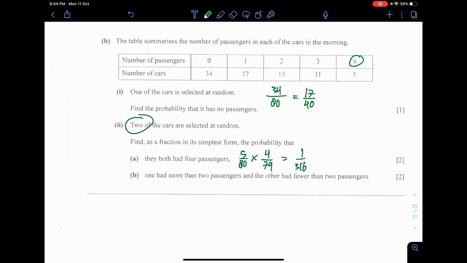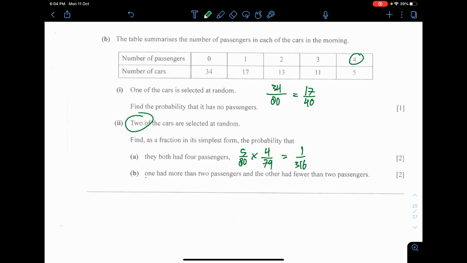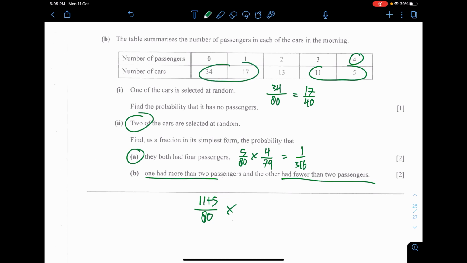Okay, and then part B. One had more than 2 passengers. Basically what I'm saying is that for question A, I think I'm overthinking it. Don't need to multiply by 2. Oh yeah, anyway, go back to part B. One had more than 2 passengers and the other had fewer than 2 passengers. So more than 2 passengers are the 11 and the 5 over 80. Fewer than 2 passengers is here, which is 51.